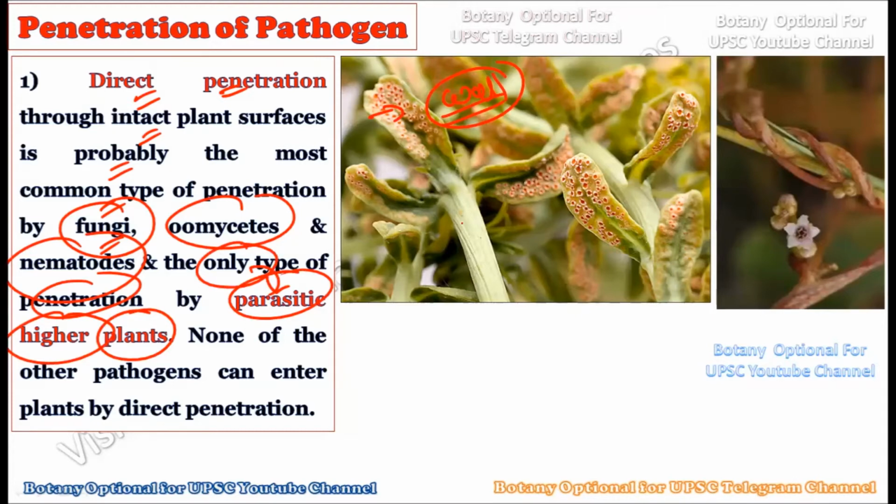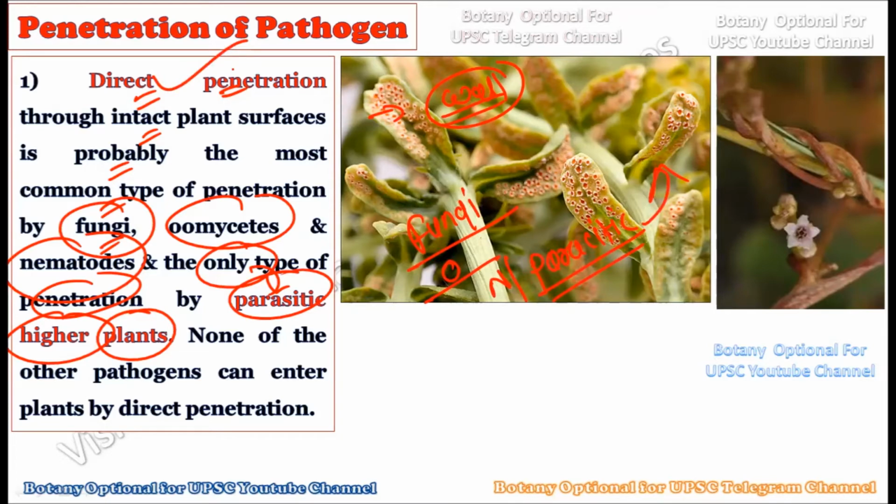So basically, this route of direct penetration by breaking the cell wall is taken by the fungi. Okay, fungi take this route, then the oomycetes take this route, then the nematodes are there which can break open the cell wall and have direct penetration. And of course, it is the only way for the parasitic higher plants. Okay, all of the parasitic higher plants are there. These parasitic higher plants will only take the direct penetration way of entering within the plant body.